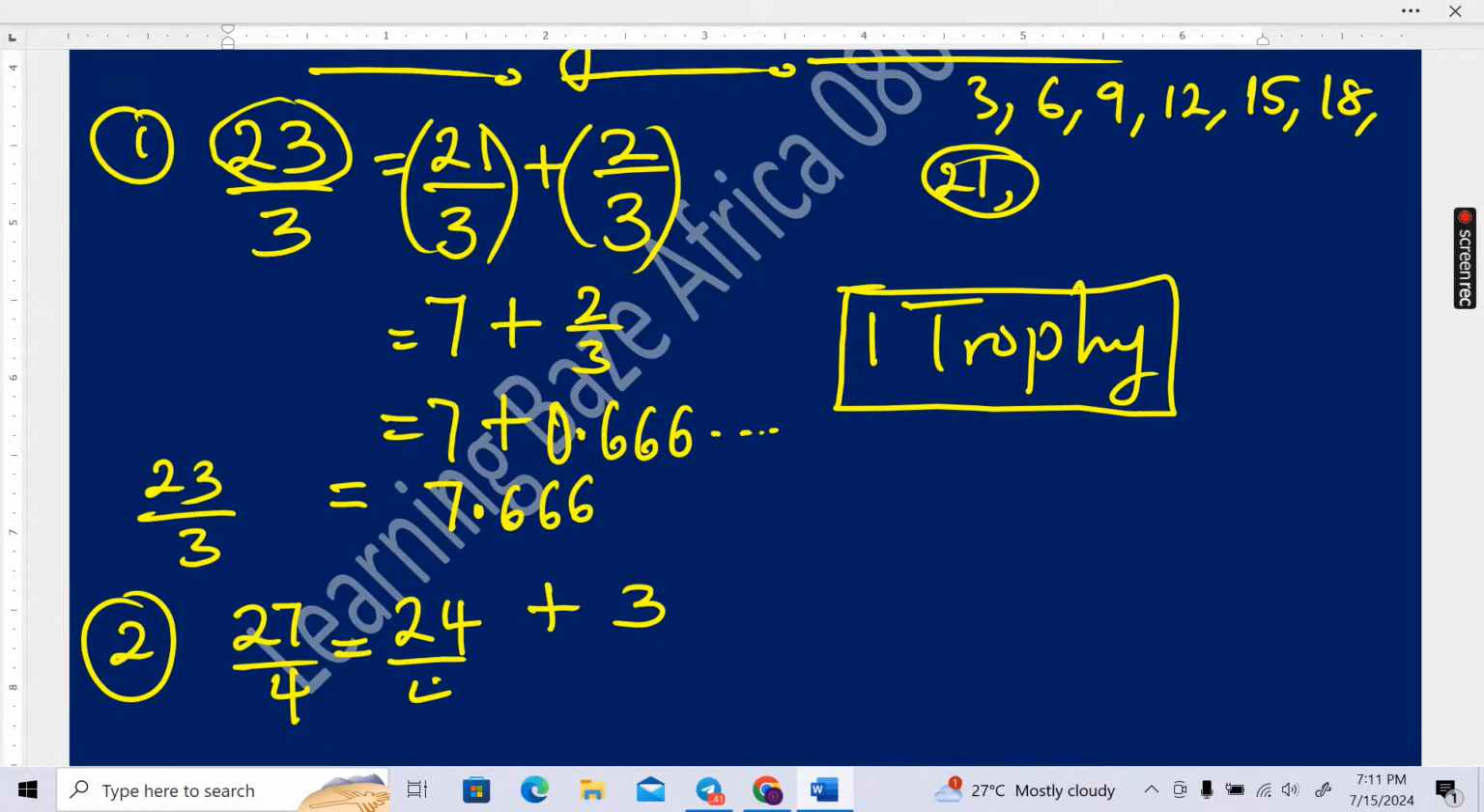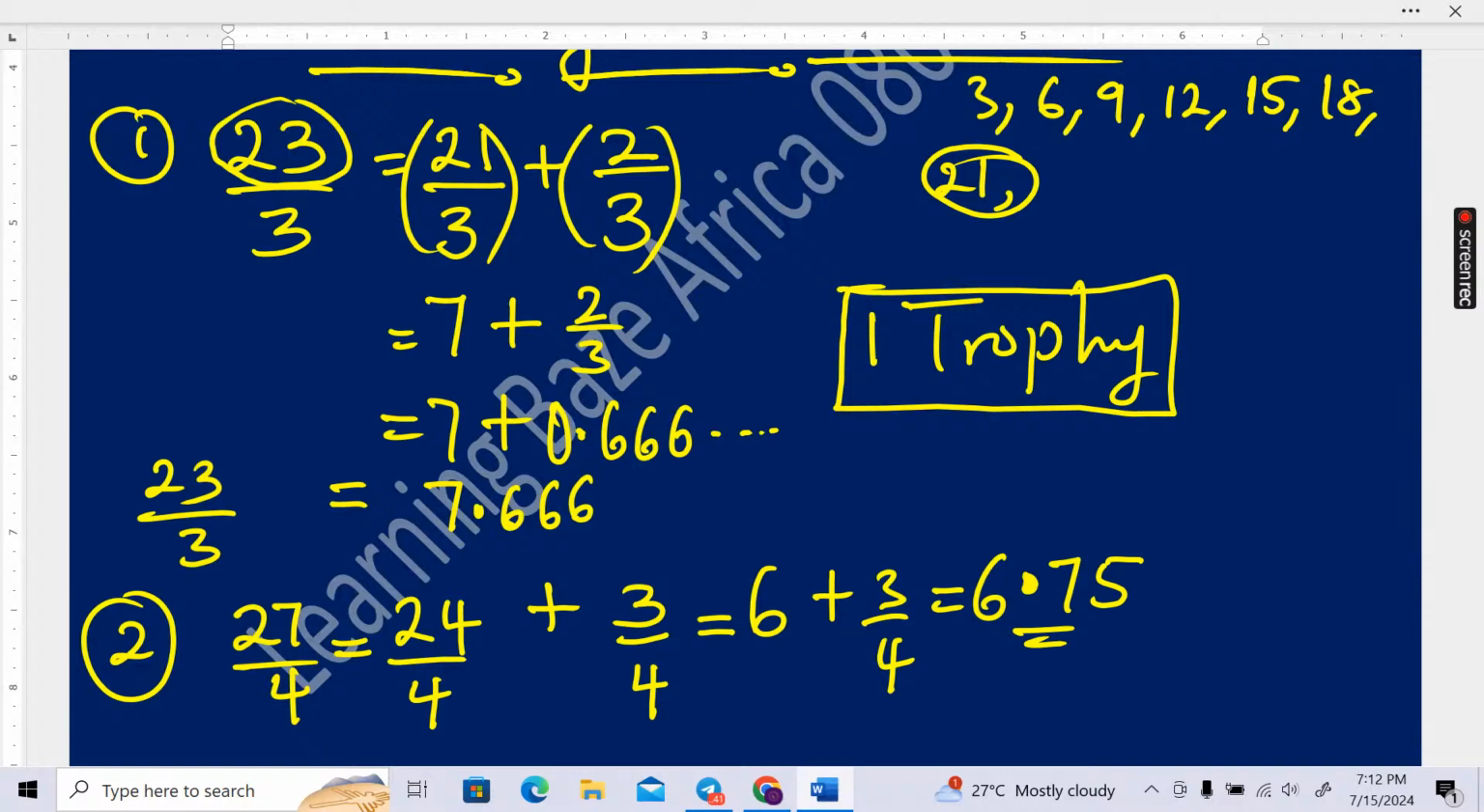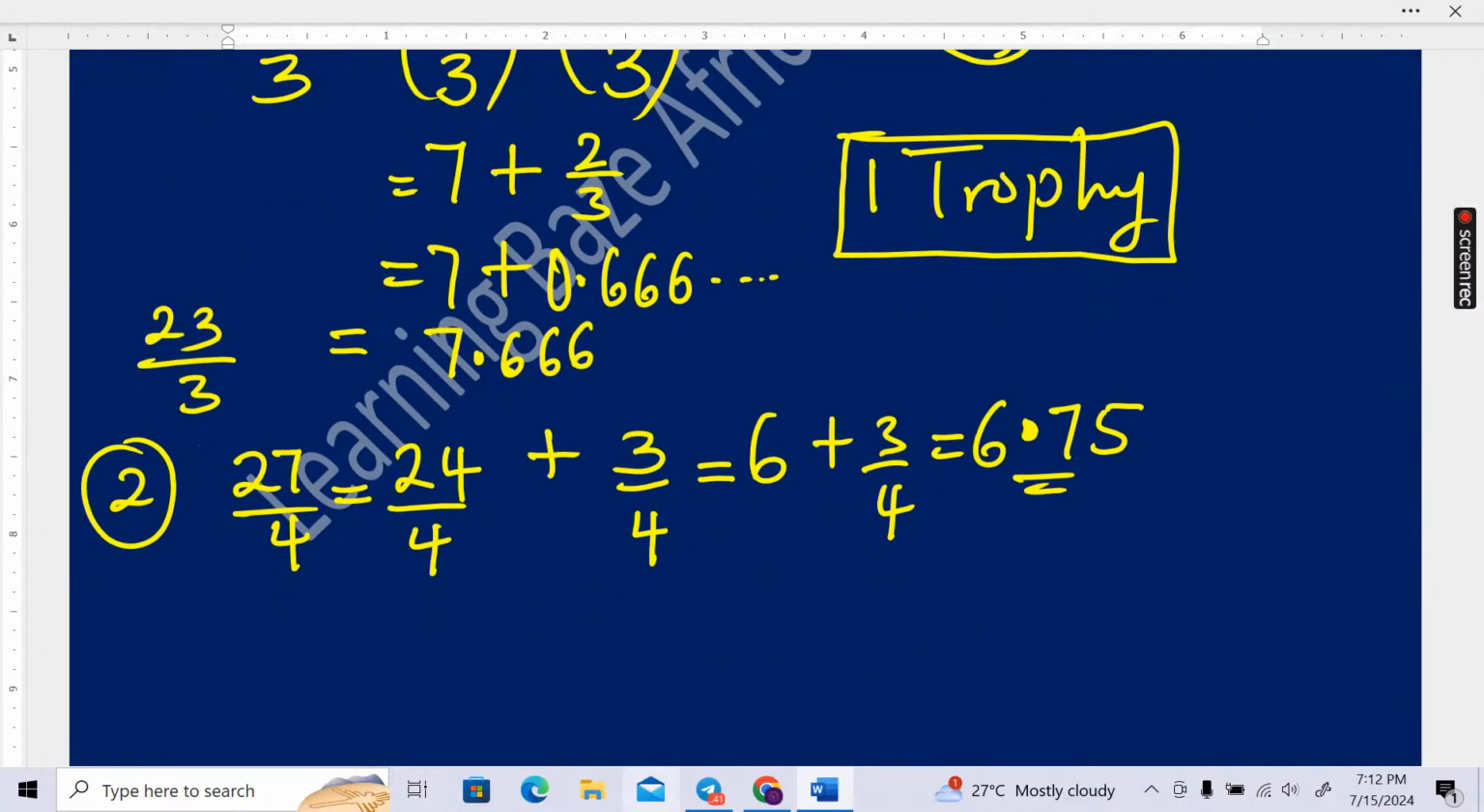So that will be 24 over 4 because we are dividing by 4, plus 3 over 4. You do all this in your head. 24 divided by 4 is 6, plus 3 over 4. 1 over 4 means 0.25. So 3 over 4 is 3 times 1/4. So 0.25 times 3 is 0.75. So 27 divided by 4 is equal to 6.75. I hope you just learned something new.